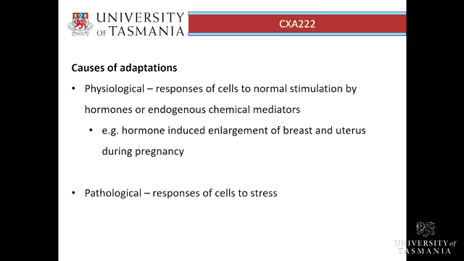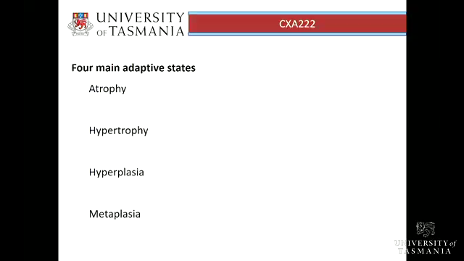So there are physiological adaptations. These are responses to normal pathways within the body, so this might be hormones. An example of that, of course, being an increase in cell size and number in both the breast and the uterus throughout pregnancy, or these might be pathological changes in response to an external stimulus. There are 4 main states which we'll look at today: atrophy, hypertrophy, hyperplasia, and metaplasia.